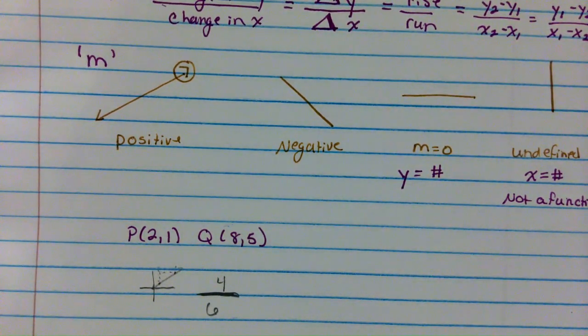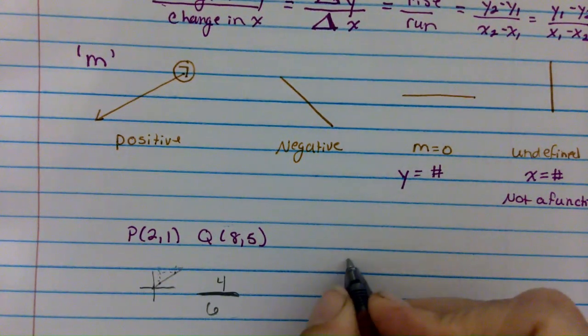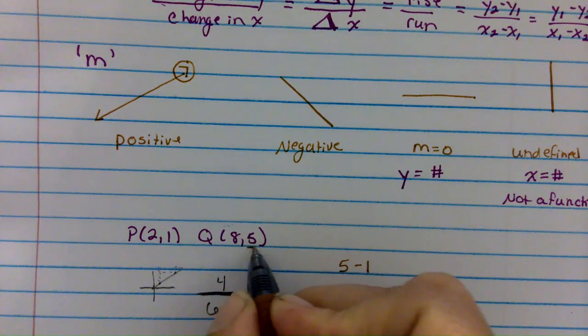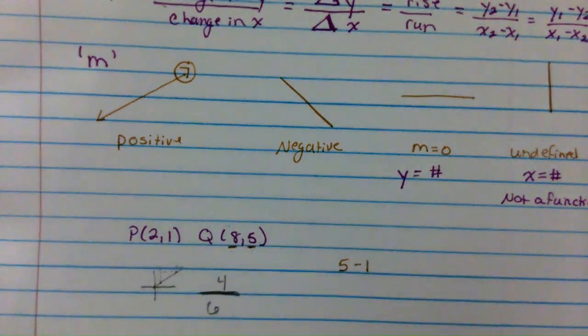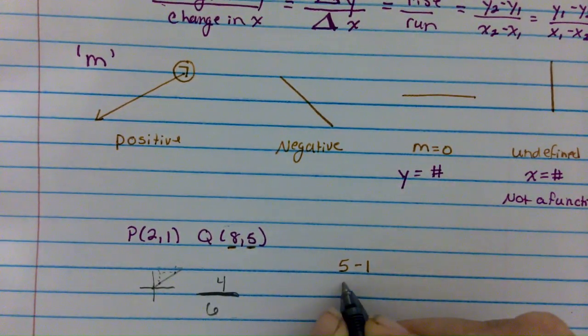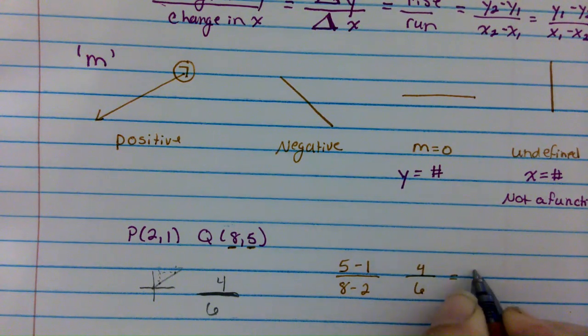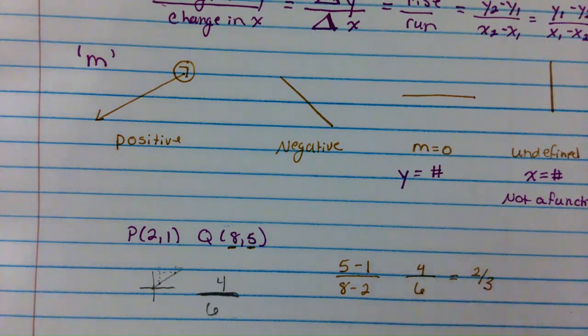Or if we're using the formula, y minus y. Now, if you start with 5 on the numerator, you have to start with 8 on the denominator. So over x minus x. And we do get 4 over 6, which reduces to 2/3. So our slope is 2/3.